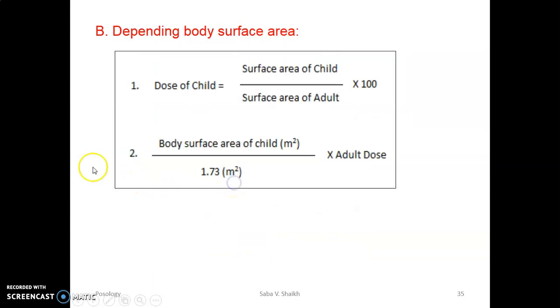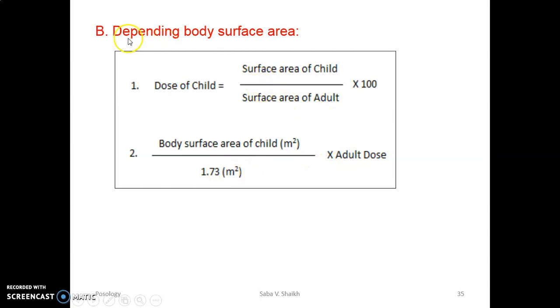This is Clark's rule. And the third type of calculation depends upon the body surface area. First was depending upon age, second was depending upon the weight, and third is depending upon the body surface area. There are 2 formulas. The first is surface area of a child upon surface area of the adult into adult dose. Again, you can get the surface area of the adult as a reference value in your question, so that you can easily calculate the dose of a child. The second: body surface area of a child in meter square upon 1.73 meter square into adult dose.